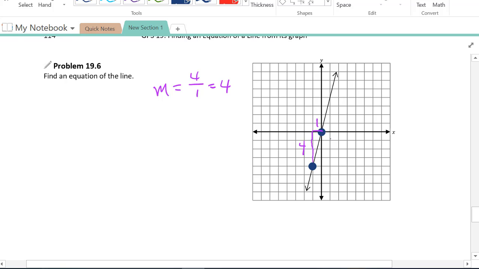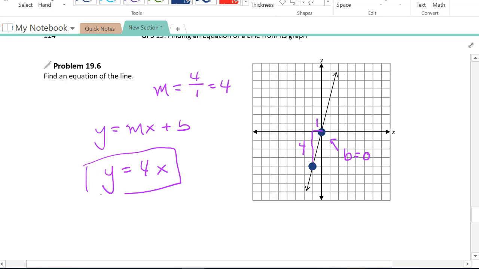So what's my y-intercept? Well, my y-intercept b is 0. The coordinate is 0, 0. So it's just going to be y equals mx plus b. So y is equal to 4x, and then b is 0. It's like plus 0, but plus 0, you don't have to write that. So it's just that. There you go.